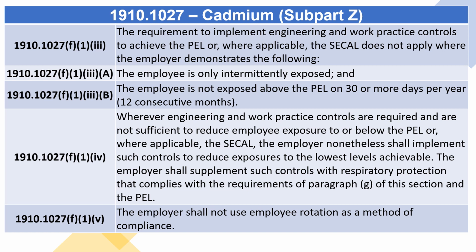1910.1027(f)(1)(iv) Wherever engineering and work practice controls are required and are not sufficient to reduce employee exposure to or below the PEL or, where applicable, the SECAL, the employer nonetheless shall implement such controls to reduce exposures to the lowest levels achievable. The employer shall supplement such controls with respiratory protection that complies with the requirements of paragraph (g) of this section and the PEL. (f)(1)(v) The employer shall not use employee rotation as a method of compliance.